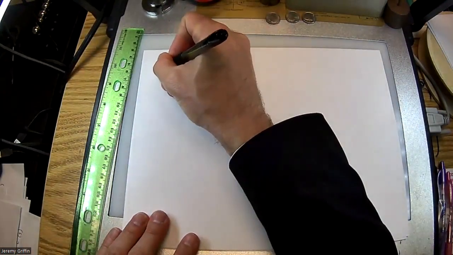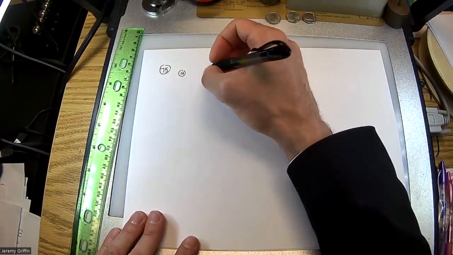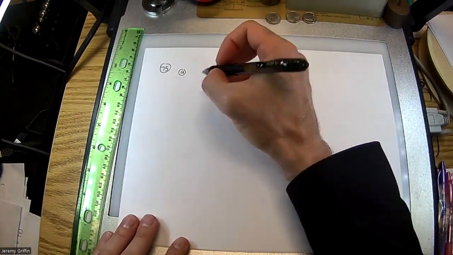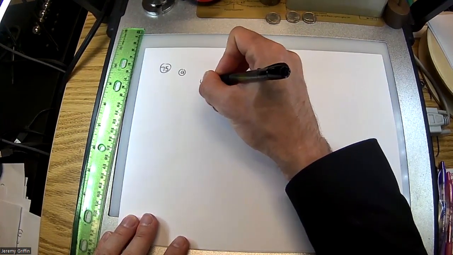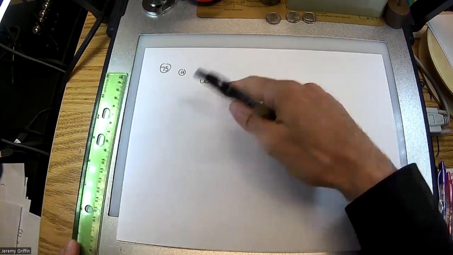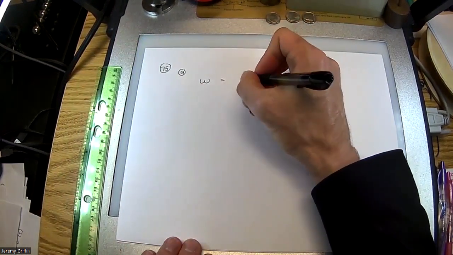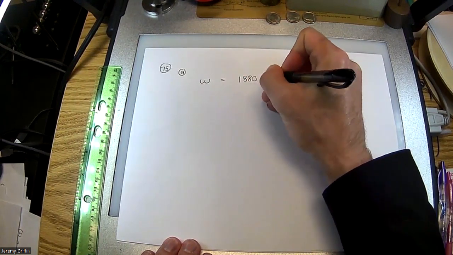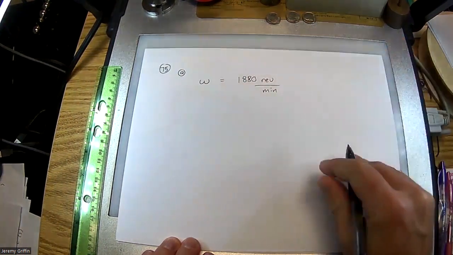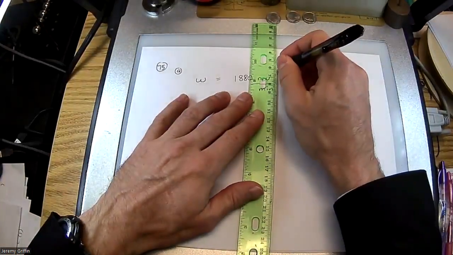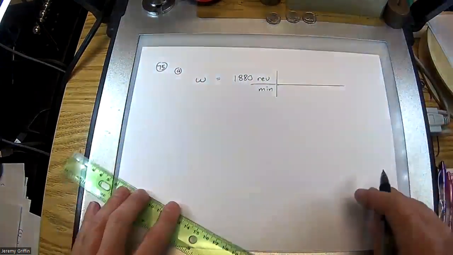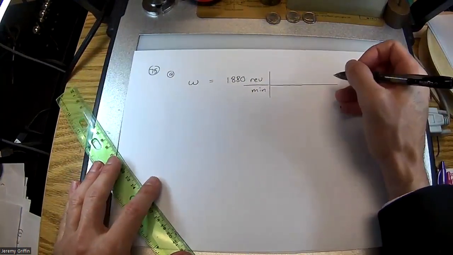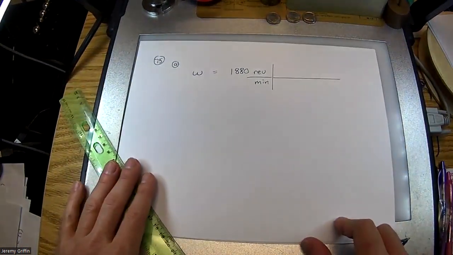Got 75, part A. They gave us, so you guys can see this, angular velocity. What's the physics character for angular velocity? Is that omega? Angular velocity, omega, equals, now they said 1880 revolutions per minute. That's what they gave us. We convert that to radians per second, which we would want to do anyway for any kind of math that follows. So I'll give you guys a head start there.